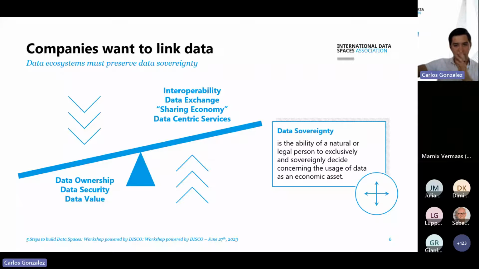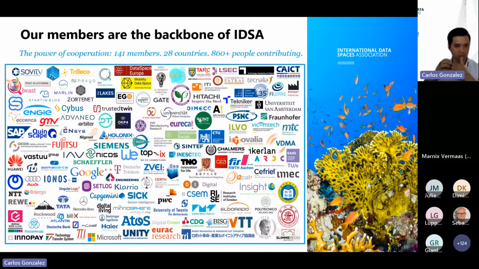And now, next slide. This is a picture of who IDSA is. We are over 140 members from almost 30 countries, and almost 900 people are contributing to the co-creation of the IDS standard for secure and sovereign data sharing. You can see that this is a very colorful canvas with organizations of all sizes and shapes. Worldwide known IT providers like Microsoft and Google are part of IDSA, but we also have many SMEs.